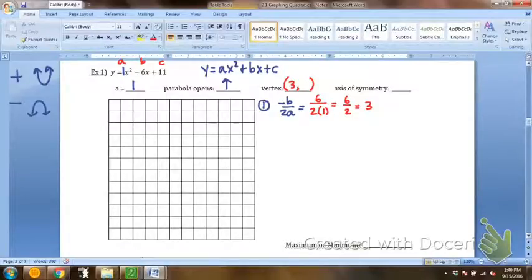But remember on the back page, I said that the vertex and the axis of symmetry are the same, right? You start them the same way. And so if this is my vertex, this is also my axis of symmetry. Whatever the x-coordinate of your vertex is also the x-coordinate for your symmetry. And it's always an equation because it's a vertical line, right? It's a boundary line.